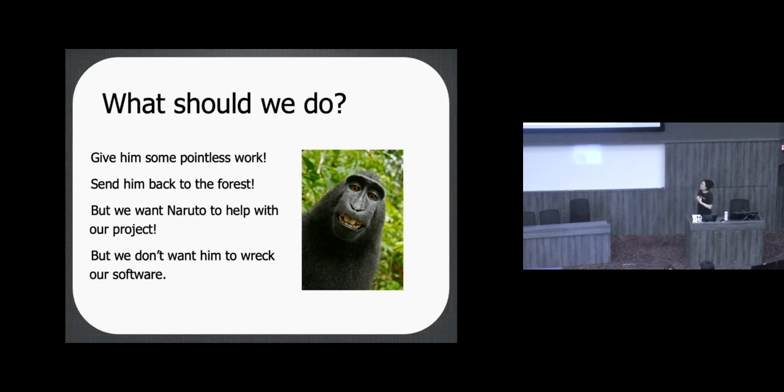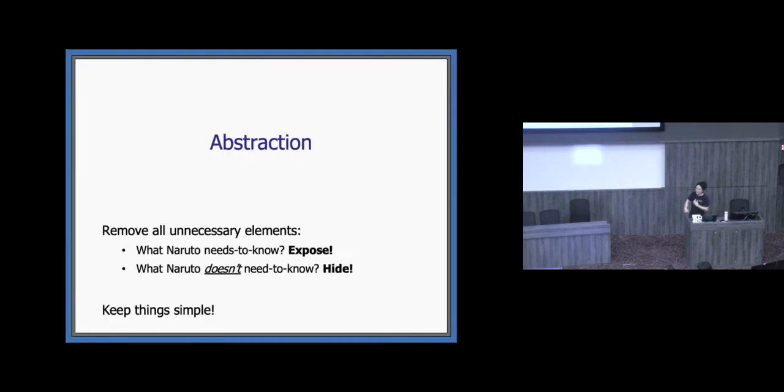But we kind of want Naruto to work on our project, right? And at the same time, we don't really want him to destroy our project either. So how do we do this? Well, one way to do it is to use abstraction. In a few words, we basically want to remove all the unnecessary elements. Whatever Naruto needs to know to do his job, we give it to him. Whatever he doesn't need to know, we hide away from him. As long as he doesn't have access to it, hopefully it's fine.